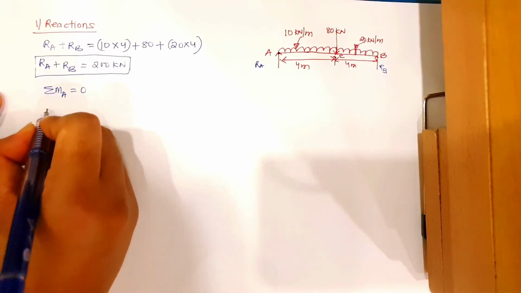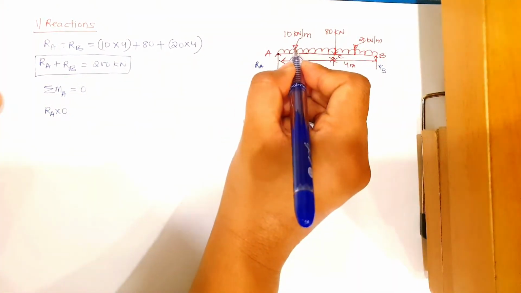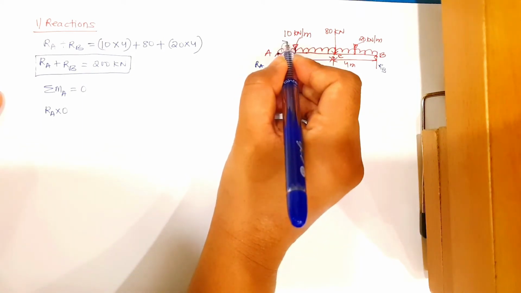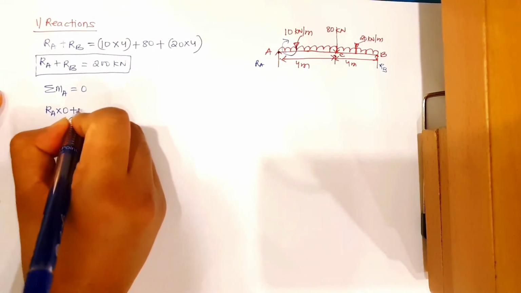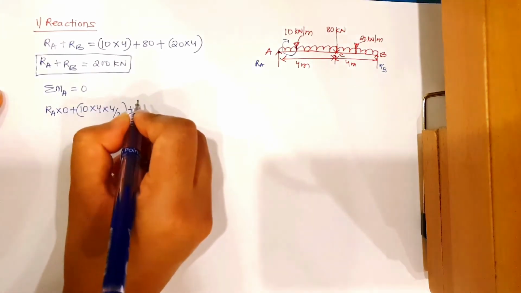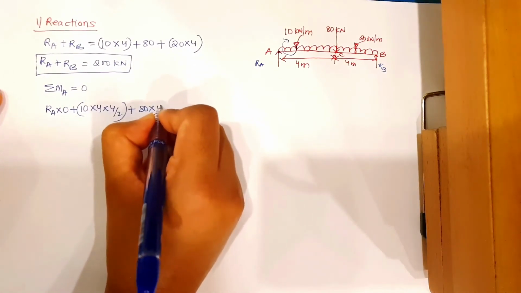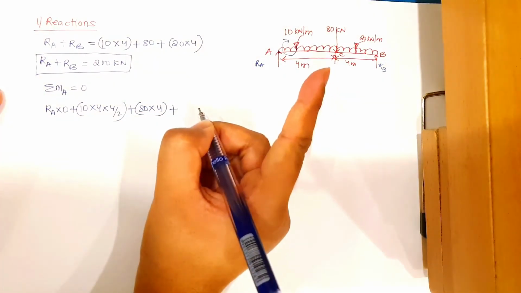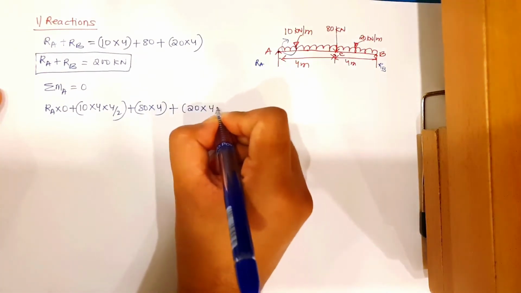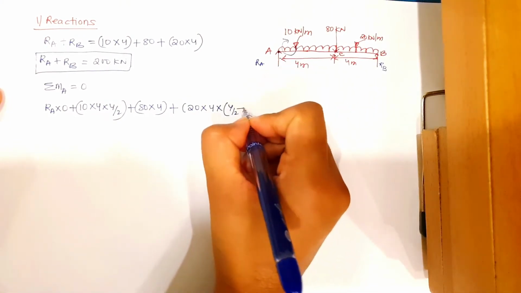From here, reaction RA will be into 0. Then this 10 kilonewton load will be going towards A, so it goes in this direction, and this is the clockwise direction. So plus 10 into 4 into 4 by 2. Plus again, the 80 kilonewton load will also go in the clockwise direction, so 80 into the distance, which is 4. Plus again, the 20 kilonewton load also goes in the clockwise direction, so 20 into 4 into 4 by 2, and we also have to add the distance from here to here, so plus 4.